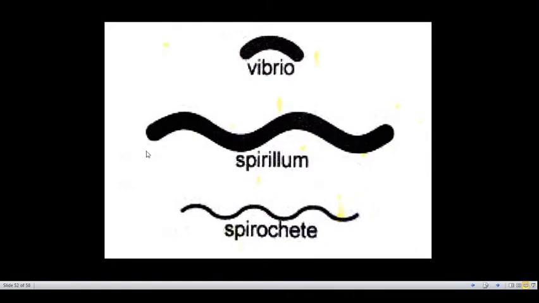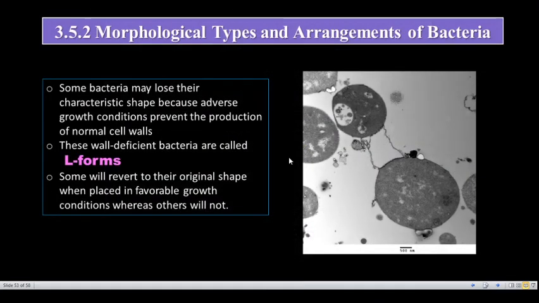Okay, so another, ito yung sa course pack ninyo. Now, some bacteria may lose their characteristic shape because adverse growth conditions prevent the production of normal cell walls. So, kapag hindi maganda yung condition ng environment, class, naapektuhan yung cell wall ng bacteria. So, it will not have the normal shapes of bacteria. And they will have, ang tawag sa kanila, wall deficient bacteria called L-forms. Now, your L-forms can also be called L-phase bacteria, P-H-A-S-E, or you can also call them CWD, or cell wall deficient bacteria.